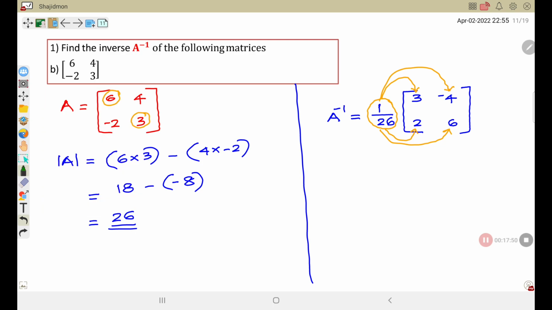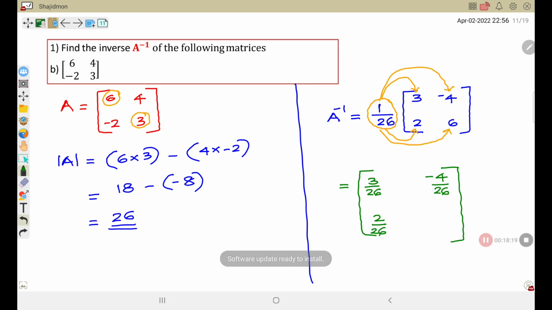So what will be the answer? Equals matrix: 1 over 26 multiply 3, 1 multiply 3, 3 over 26. Now 1 over 26 multiply minus 4, 1 multiply minus 4, minus 4 over 26. Now 1 multiply 2, 2 over 26, and 1 multiply 6, 6 over 26. This is the inverse matrix, A inverse matrix. I hope it is clear to you.